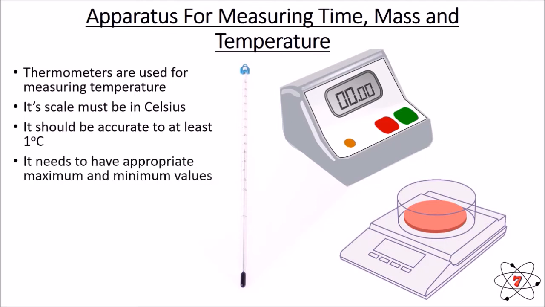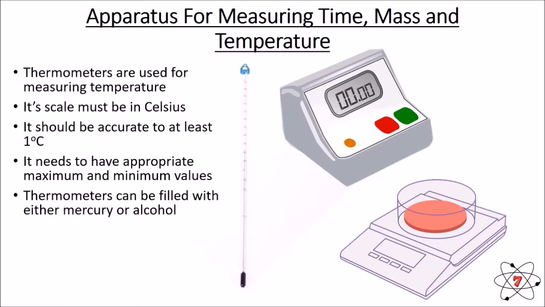Your thermometer needs to have an appropriate maximum and minimum value. There's no good in using a thermometer that has a lowest value of minus 10 degrees Celsius if you need to record down to minus 30. Likewise, if your highest temperature you're going to record is maybe 20 degrees Celsius, having a thermometer that goes to 150 degrees is not going to be useful.